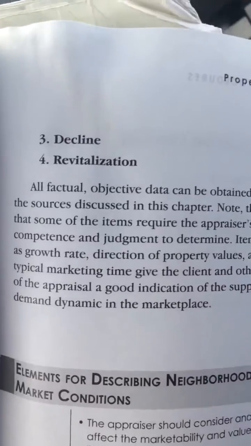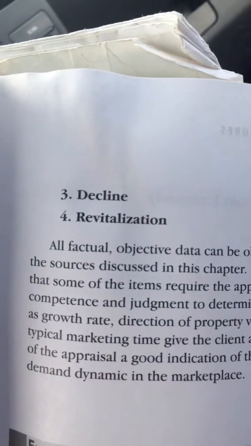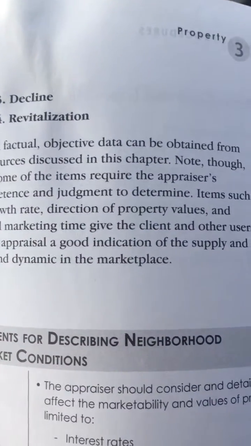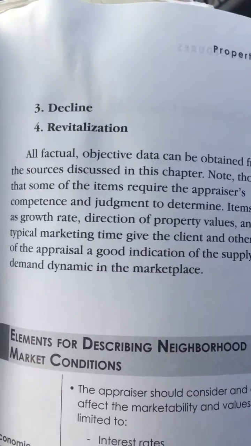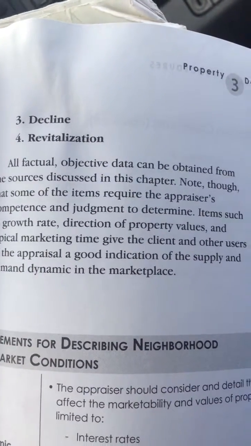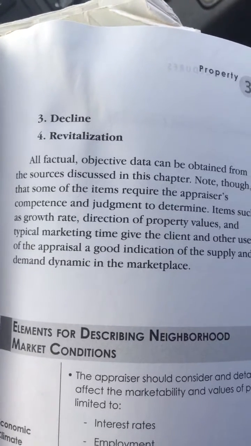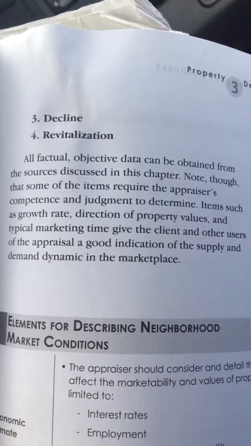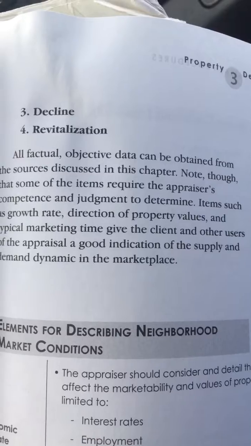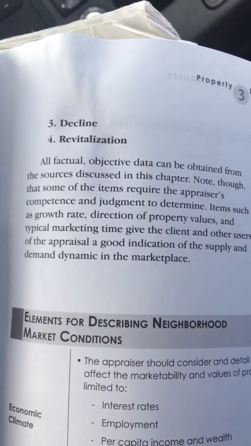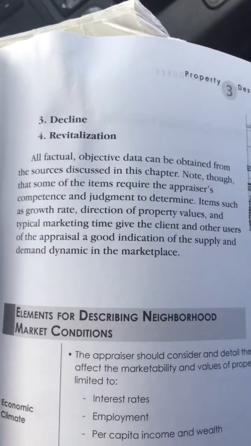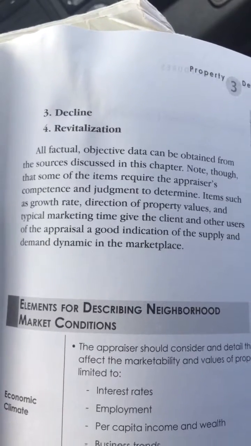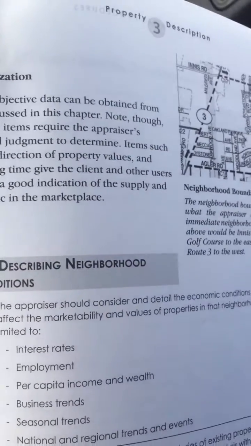Page 101. 3. Decline. 4. Revitalization. All factual, objective data can be obtained from the sources discussed in this chapter. Note, though, that some of the items require the appraiser's competence and judgment to determine. Items such as growth rate, direction of property values, and typical marketing time give the client and other users of the appraisal a good indication of the supply and demand dynamic in the marketplace.